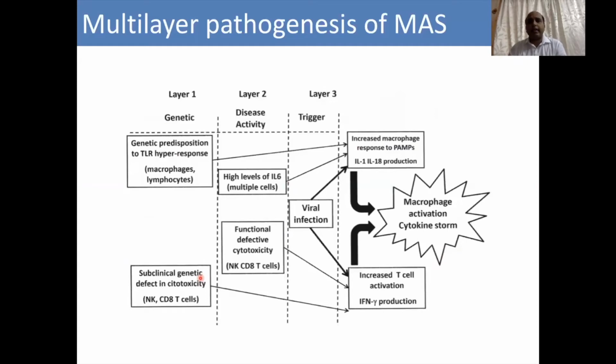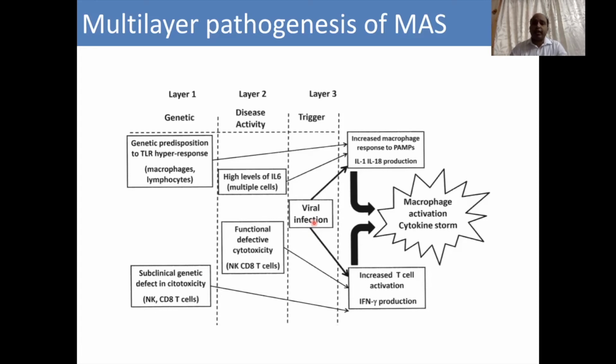So what is the pathogenesis of macrophage activation syndrome? It is a gradual activation. Initially, those patients have a genetic predisposition, like TLR hyperresponse or a subclinical genetic defect in the cytotoxicity of NK or CD8 cells. When they get an autoimmune disease, let's say systemic onset JIA or SLE, they have underlying high levels of cytokines like IL-6. In the meantime, when triggered by a viral infection like EBV or CMV, they can be precipitated into macrophage activation syndrome.